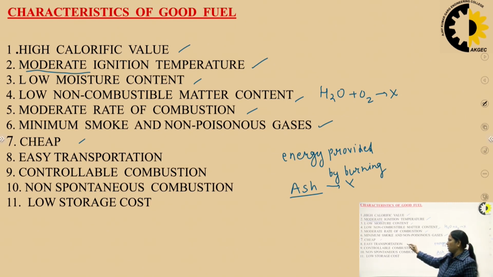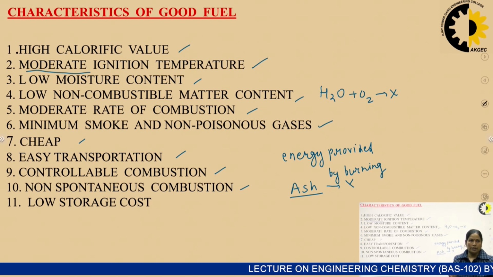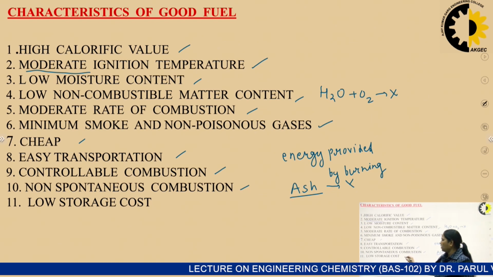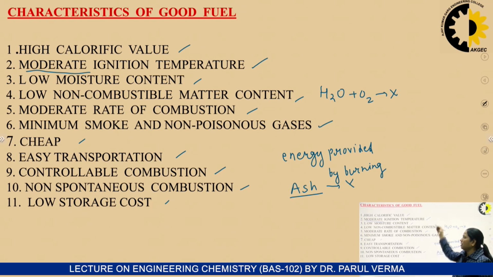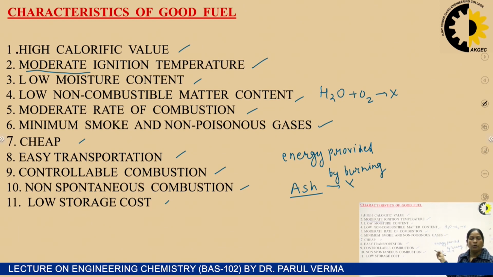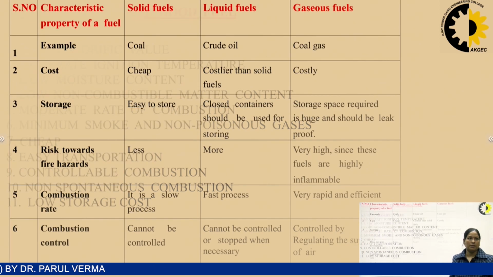The fuel must be easily transportable. Combustion should be controllable in an easy manner, then only the fuel is useful for us. The combustion process should be non-spontaneous and the storage cost must also be low. So these are the various characteristics of a good fuel, and after studying these characteristics, we can actually choose the fuel for our practical purpose.